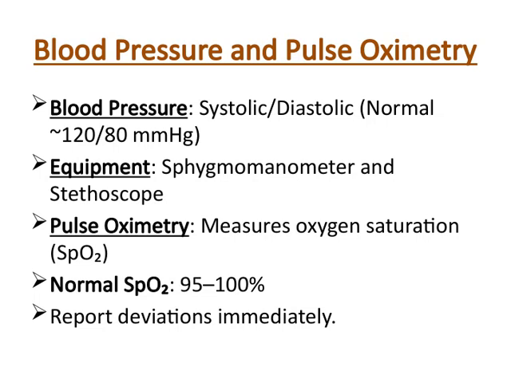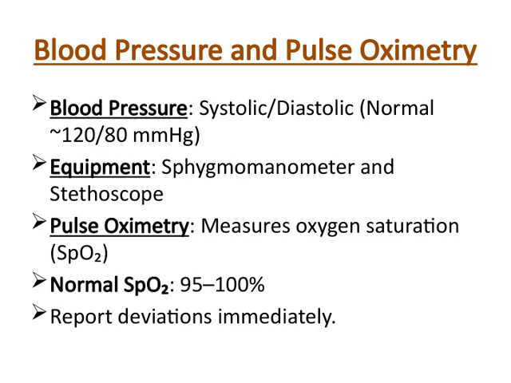Let's talk about blood pressure and pulse oximetry. First, blood pressure is measured in terms of systolic over diastolic pressure, with the normal range being around 120 over 80 millimeters of mercury. It's a vital sign that helps us assess how well the heart is pumping and the condition of the blood vessels. To measure blood pressure accurately, we use a sphygmomanometer along with a stethoscope. These tools allow us to listen to the blood flow and determine the pressure readings.